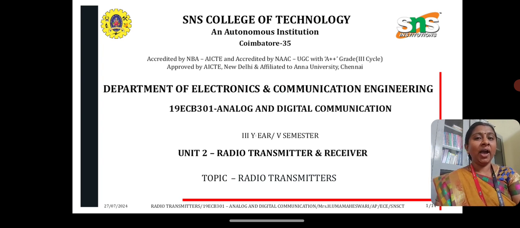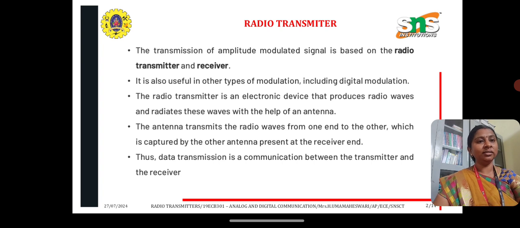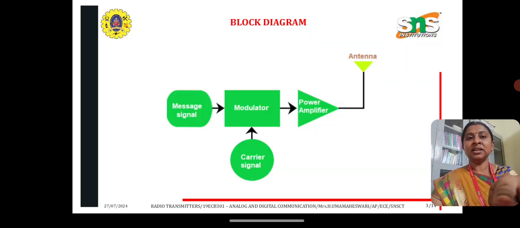In the last video, I explained just the introduction of a radio transmitter and the receiver. In this video, particularly, we are going to see about the radio transmitter. The transmission of amplitude modulated signal is based on the radio transmitter and the receiver. It is useful in other types of modulation including digital modulation. It is an electronic device that produces radio waves and radiates these waves with the help of an antenna. The antenna transmits the radio waves from one end to the other, which is captured by the other antenna present at the receiver end. Thus, data transmission is a communication between the transmitter and the receiver.